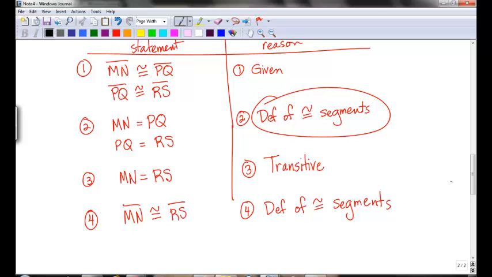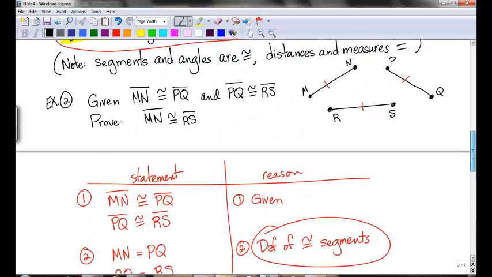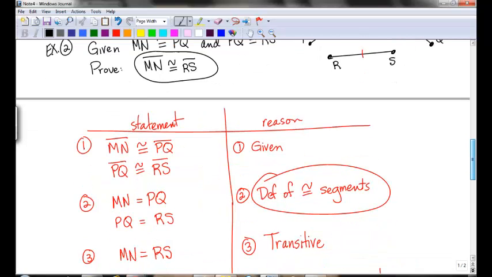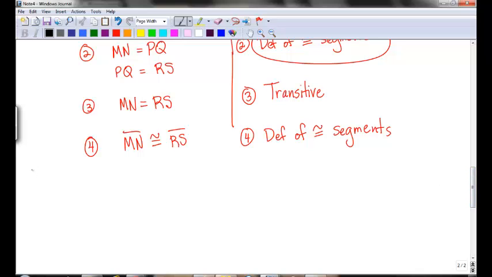And you're done. Now, are these in the right order? MN is congruent to RS. Yeah, you got to always go back and look at that. They have to be in the same order. If they're not, then you're probably going to use the symmetric property to switch them. Okay? Okay, last example.